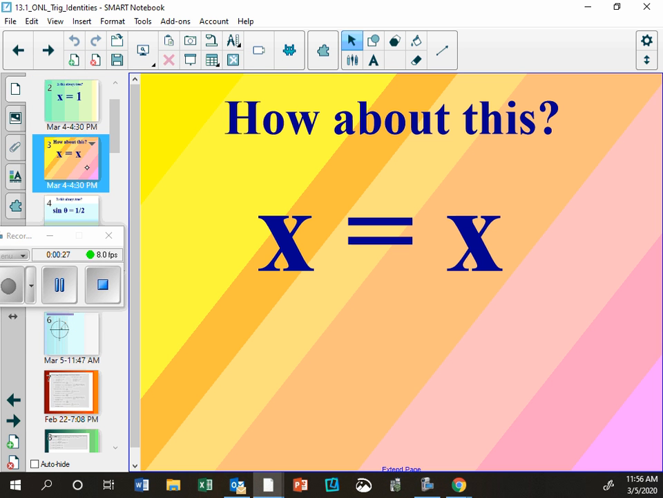Is this always true? And how can you prove that it's always true? You can take any value of x and put it in there, and it'll be true, right? Okay, so these things that we learned yesterday, those are more like this. They're more like a truth statement. They're an identity, all right?